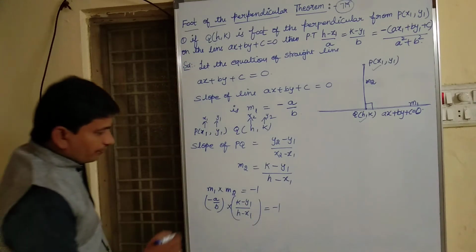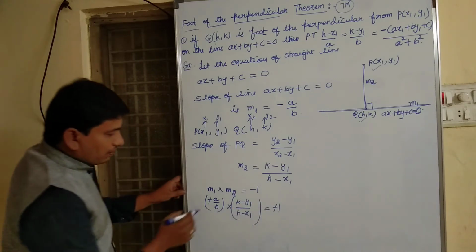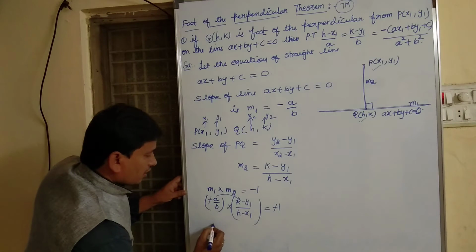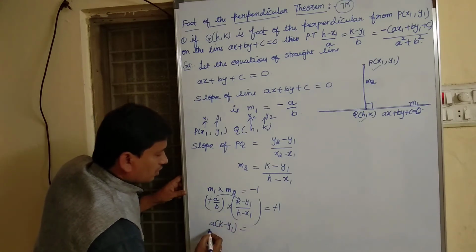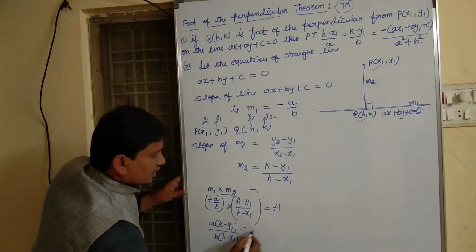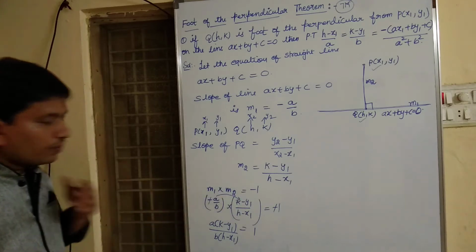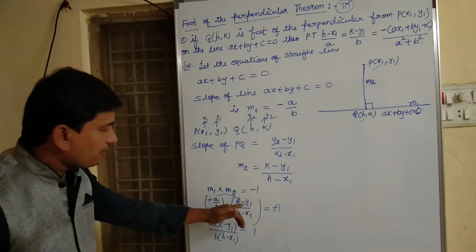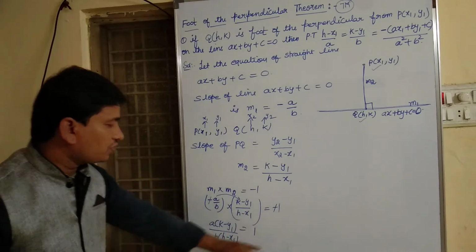Right? Now I can cancel minus and minus. So let me multiply numerators. a into k minus y1 by b into h minus x1 is equal to 1 children. What I did? I multiplied its numerators.